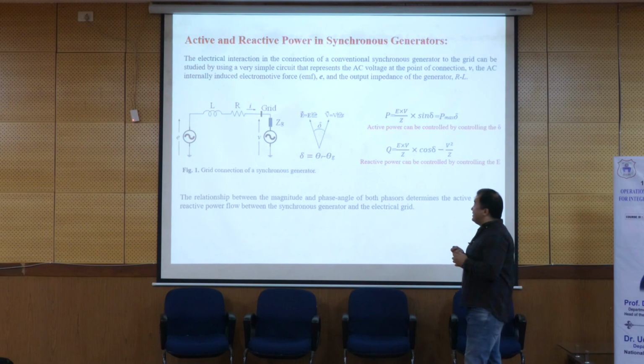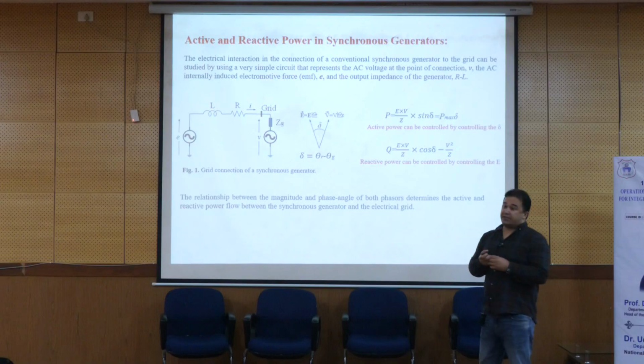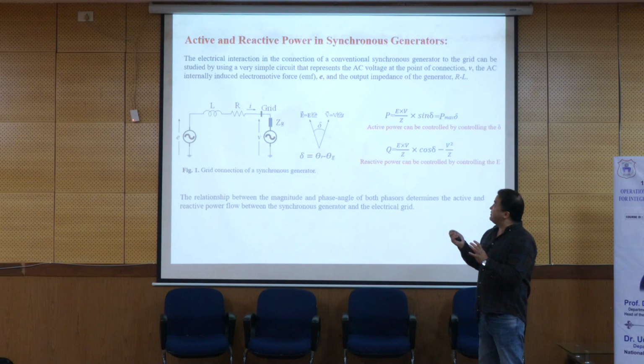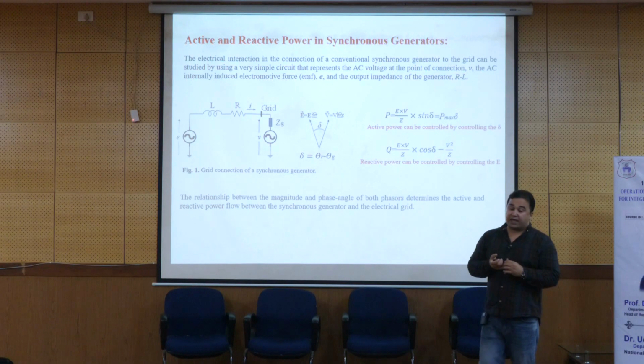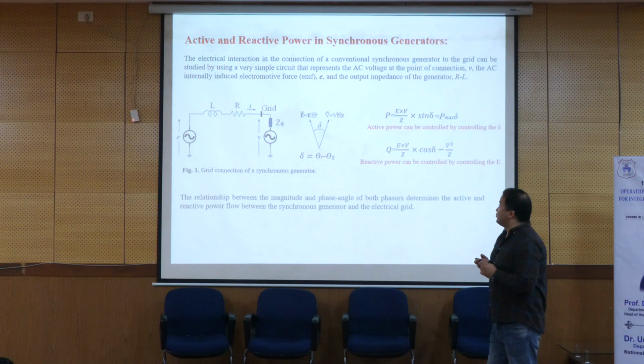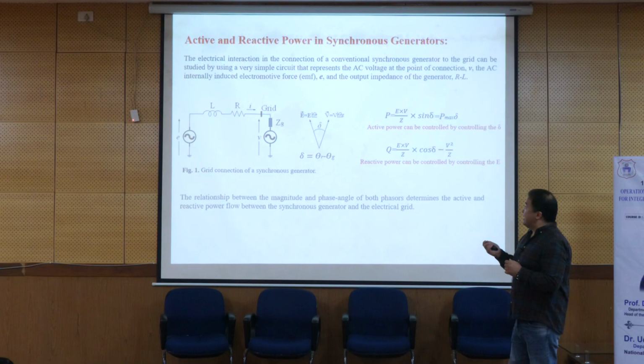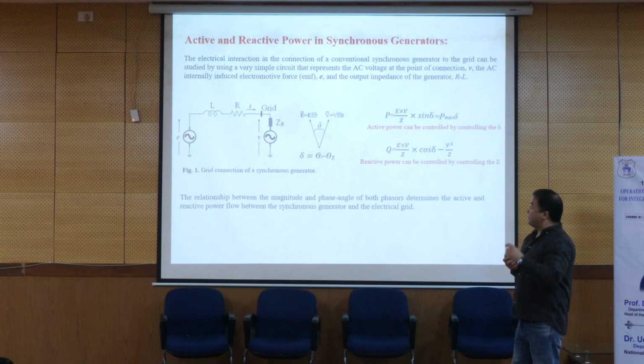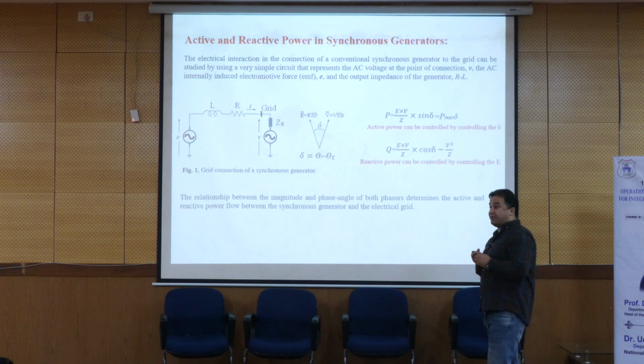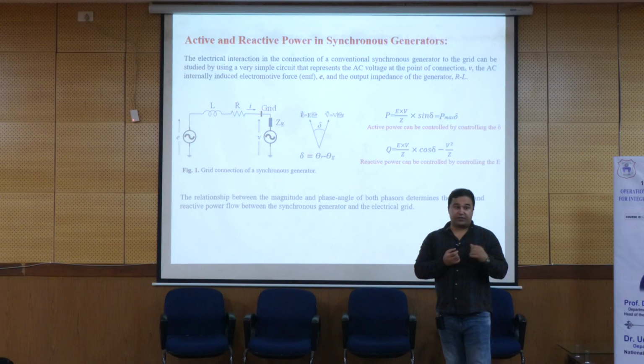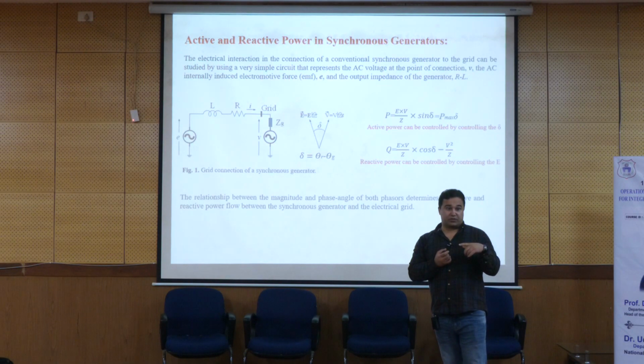So the difference between the angle of the grid voltage and the angle of the generator electromotive force is equal to delta, or we call it delta, equal to the theta of the rotating machine and grid. So if we consider this one, we can see how much power can be injected from the generator to the load center.